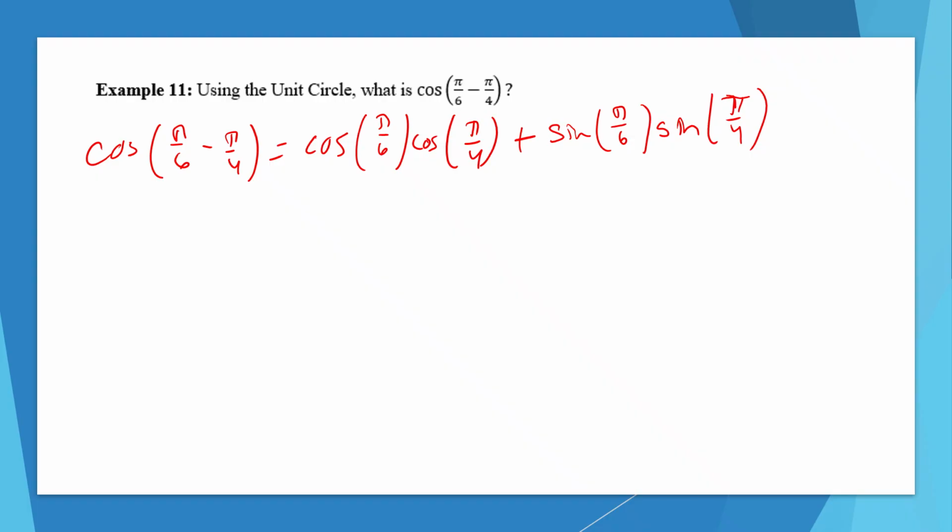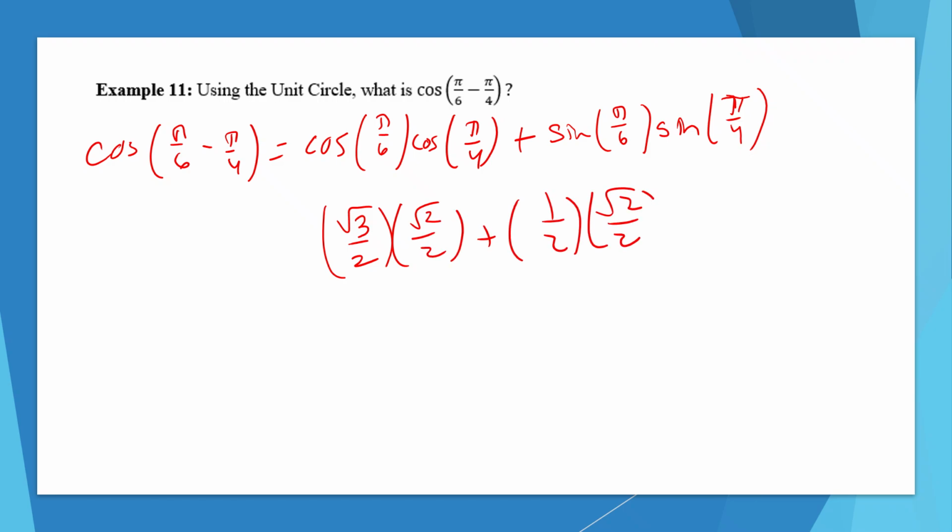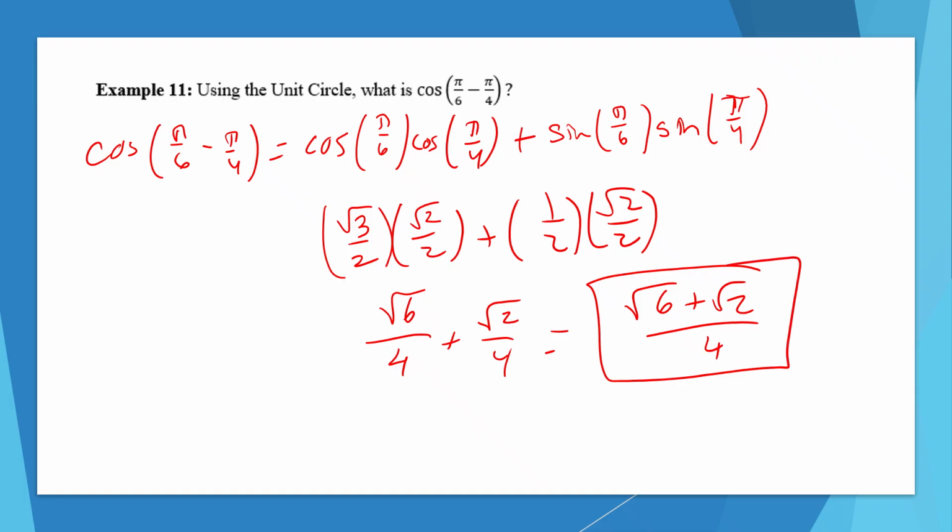There. Cosine of pi over 6 is root 3 over 2. Cosine pi over 4, root 2 over 2, plus 1/2 times root 2 over 2. Simplifying this, you get root 6 over 4 plus root 2 over 4. Ironic enough, you get the same answer. Root 6 plus root 2 all over 4 there as our answer for example number 11.